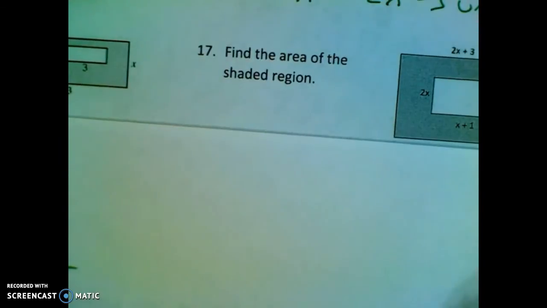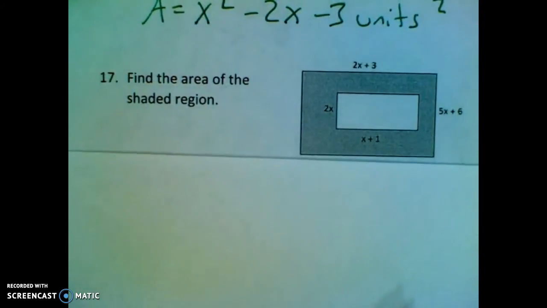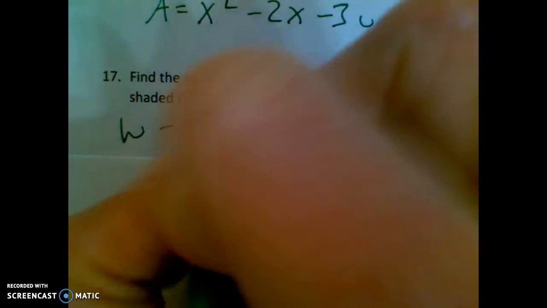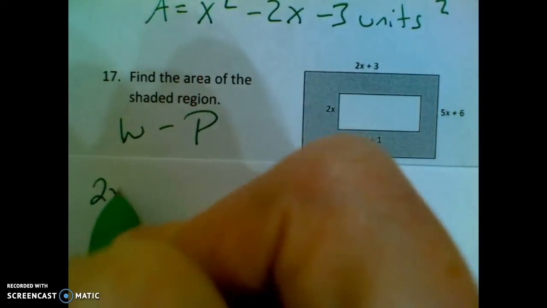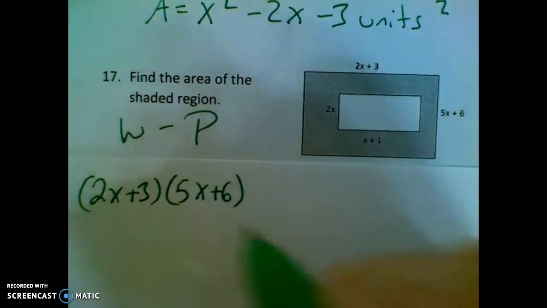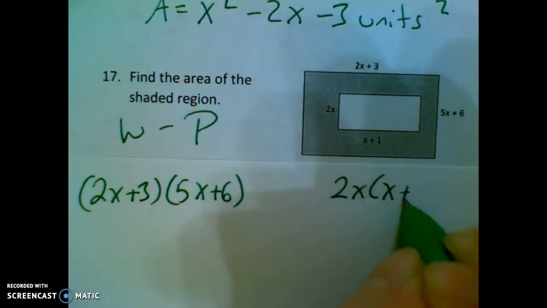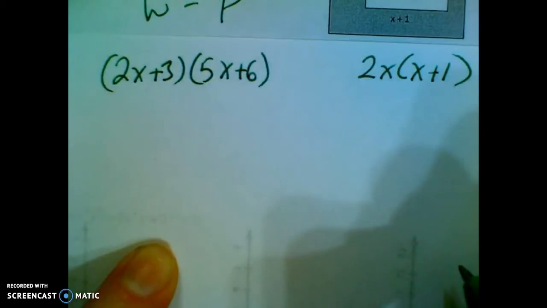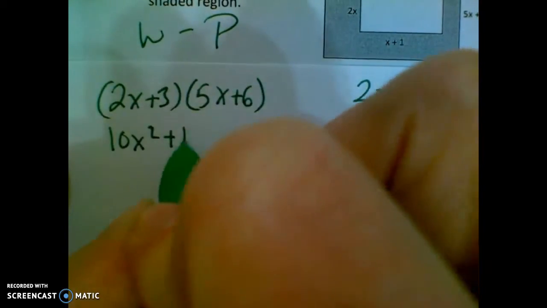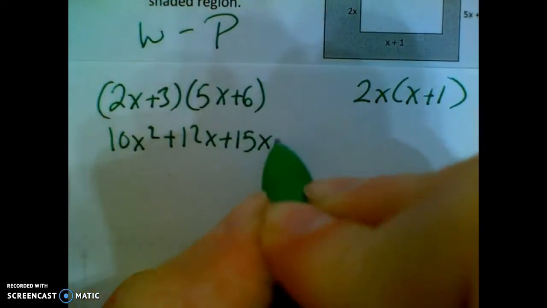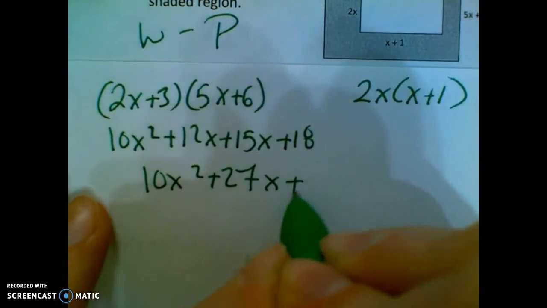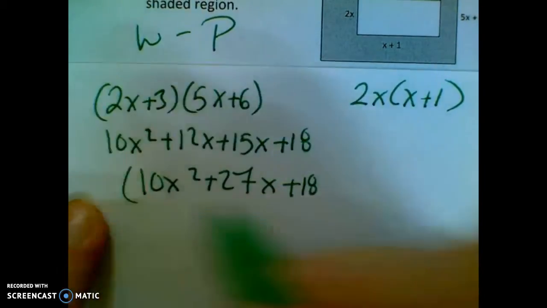Alrighty, going over here, find the area of the shaded region. Same exact scenario, just a little bit more complicated sides there. So still area of the whole minus the area of the part. Whole is 2x plus 3 times 5x plus 6. The part is going to be 2x times x plus 1. Going to work my way through this guy. So it's going to be 10x squared plus 12x plus 15x plus 18. Clean it up, 10x squared plus 27x plus 18. So that's the entire whole part.